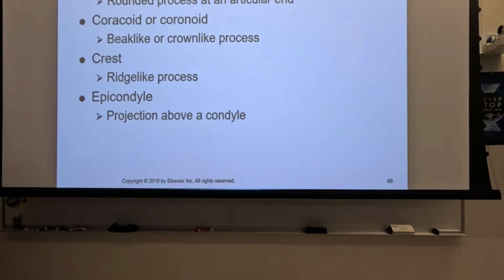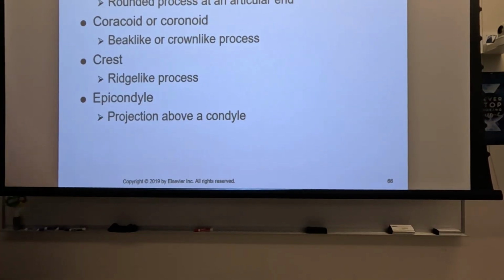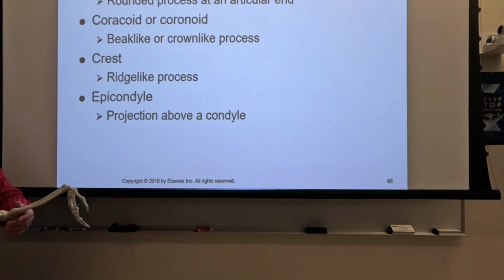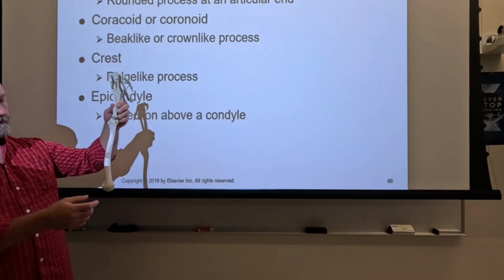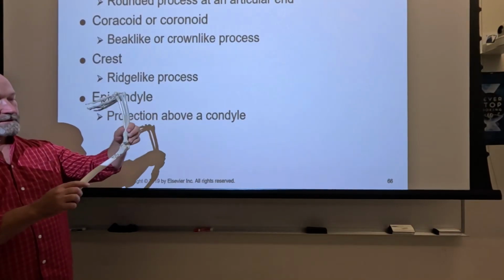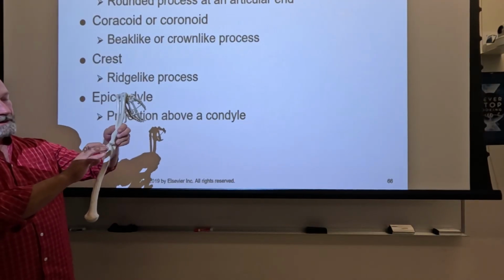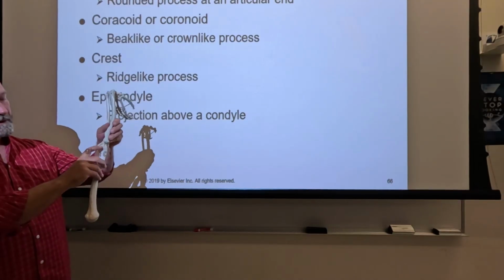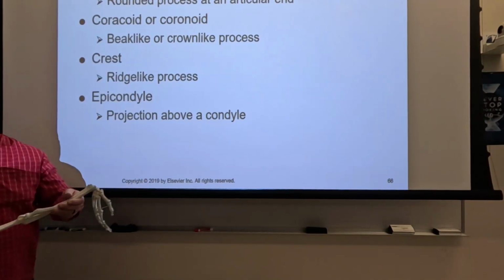So condyle is also kind of a projection a little bit, but it's a rounded portion at the end of the bone. Okay, so as this came around, you've got two condyles on the distal portion of your humerus. It's an articulation point. So you've got a condyle that articulates with the radius and one that articulates with the ulna. It's cartilage covered over the bone.